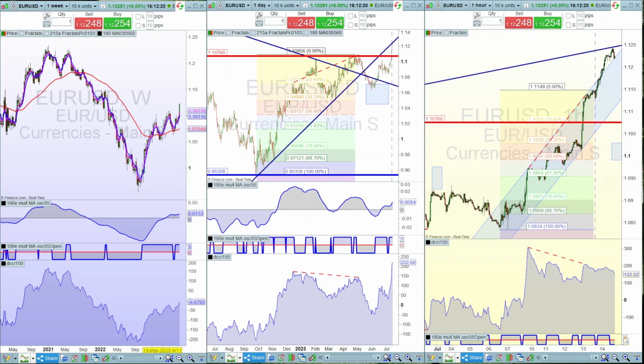This is the Euro US dollar currency update. On our weekly, we're in a bullish mode, likewise on the daily. However, we've got a bearish divergence on the hourly, so just be mindful of that. Now we're also going to change the parameters compared to what we did last time, and I'll explain that in a minute.